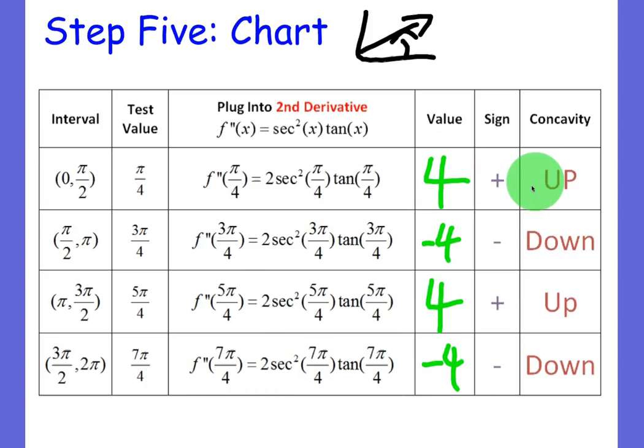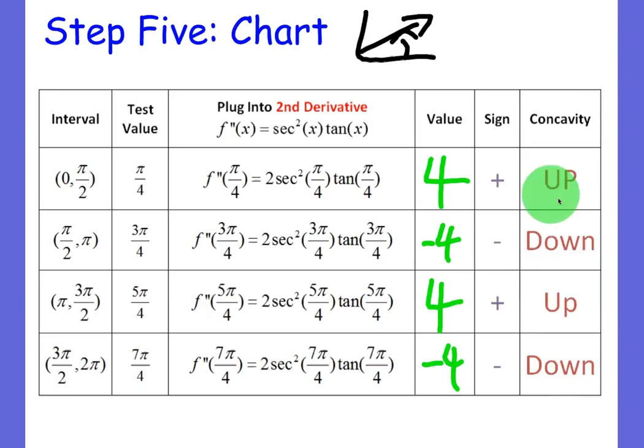So what does this tell us? From 0 to pi over 2, since we got a positive number back, it's going to be concave up. From pi over 2 to pi, we got negative, it's going to be concave down. From pi to 3 pi over 2, we got positive, so in our sign column, we put positive. In our concavity column, we put concave up. And finally, from 3 pi over 2 to 2 pi, we got negative 4. That's a negative sign, so we know it's going to be concave down.